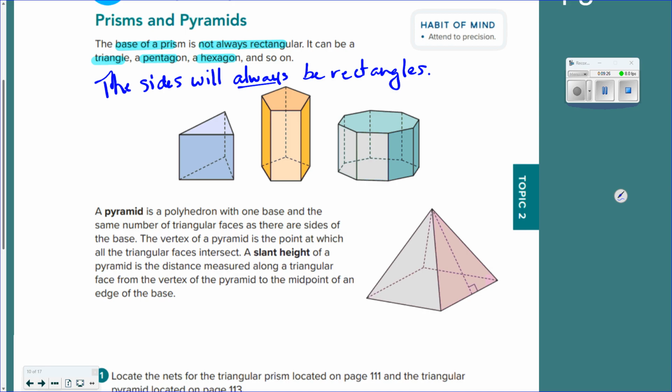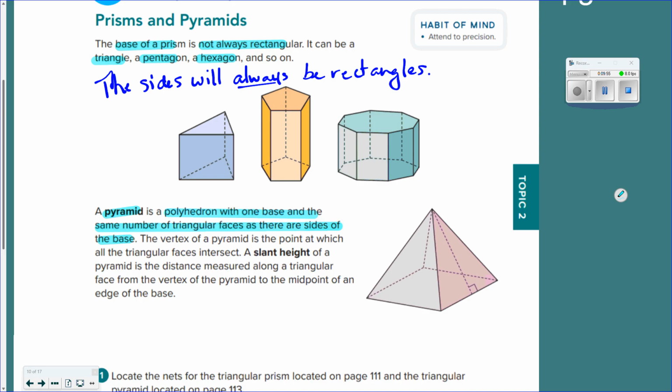Here's where we needed your highlighter. We've got a couple more terms. The first one is a pyramid. A pyramid is a polyhedron with one base and the same number of triangular faces as there are sides of the base. How many bases do we have in a prism? 2. How many bases do we have in a pyramid? 1. That's a major difference between them.